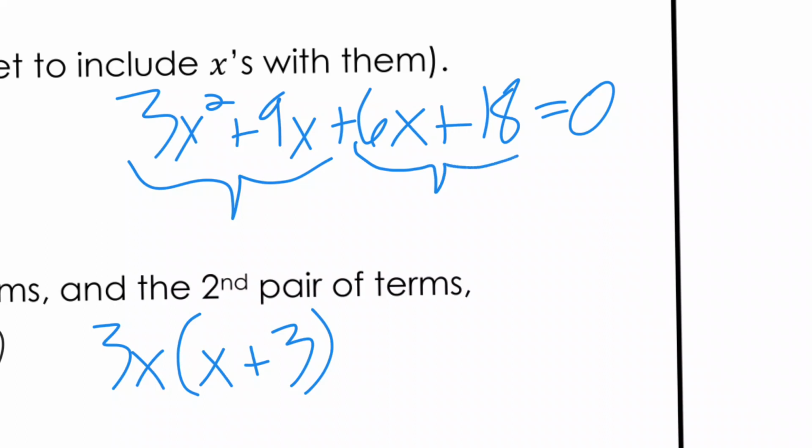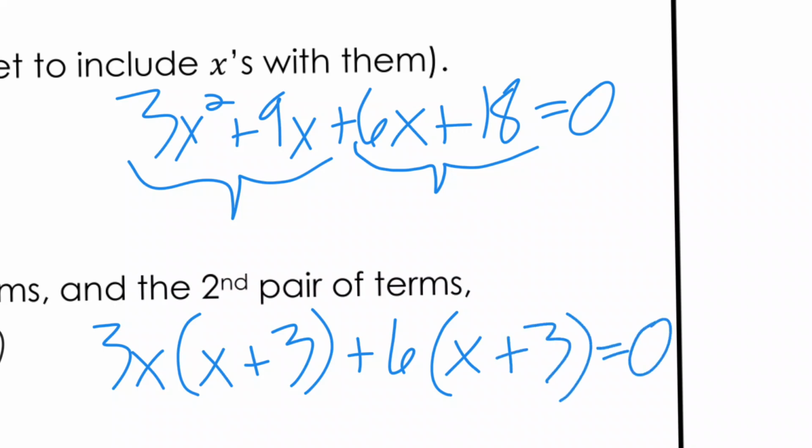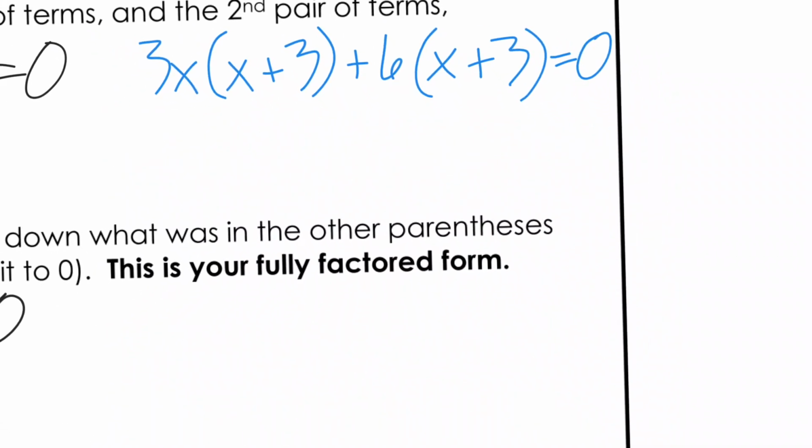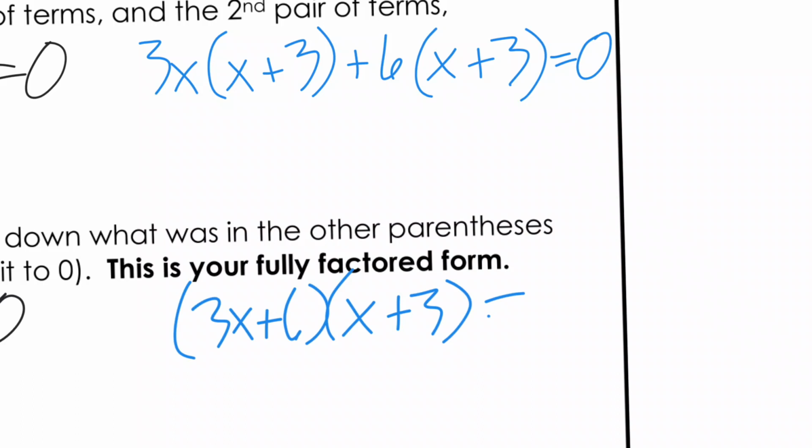The second pair of terms, 6x and 18, are both divisible by a 6. So I'll put plus 6. And then I'll get 6x divided by 6 is x. 18 divided by 6 is 3. Okay, the insides match. They both say x plus 3. So I'll take those outside terms and group them together. And I get 3x plus 6 and x plus 3 equals 0.